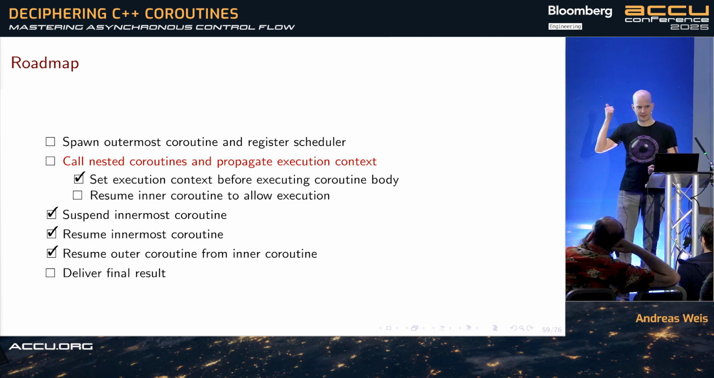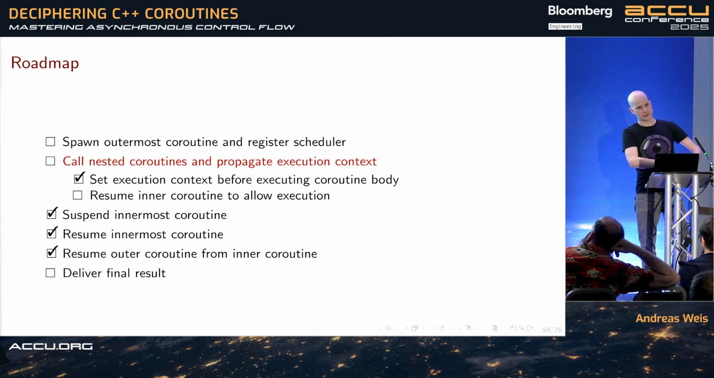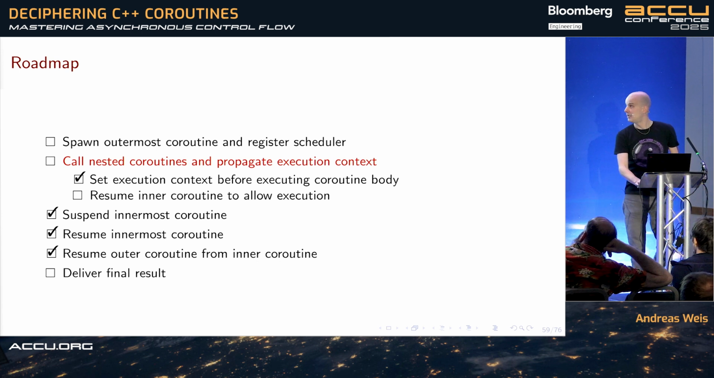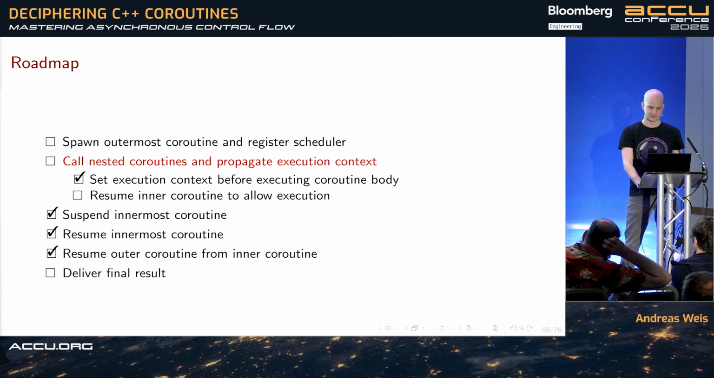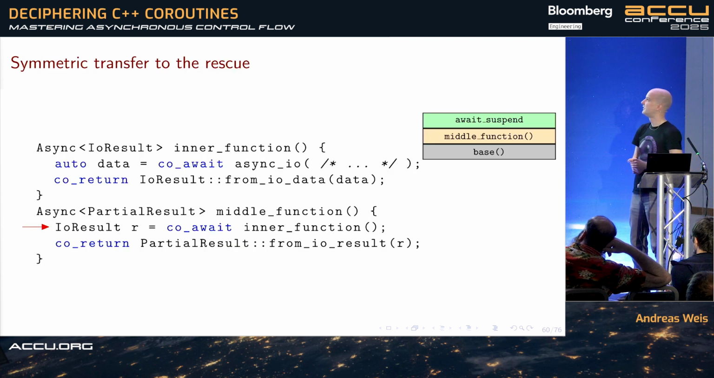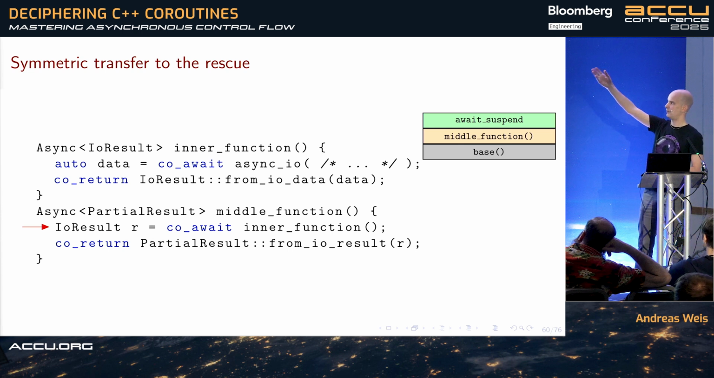So we saw how to do the first thing, right? If I suspend always, control goes back to the middle function. The middle function calls co-await, and that propagates the context down. But now I still need to do the second thing. I still need to resume the inner coroutine. And this is actually easier than you might think, because we can use symmetric transfer here. So remember, the middle function calls await suspend here as part of this co-await. It will co-await the return value from the inner function.